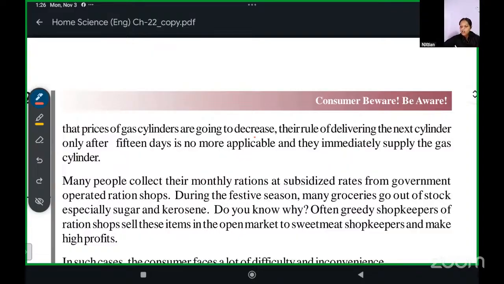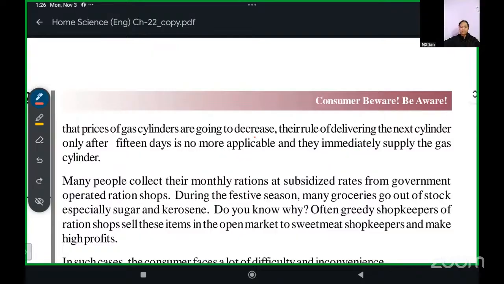Many people collect their monthly rations at subsidized rates from government operated ration shops. During the festive season, many groceries go out of stock, especially sugar and kerosene. Do you know why? Often greedy shopkeepers of ration shops sell these items in the open market to sweet meat shopkeepers and make high profits.